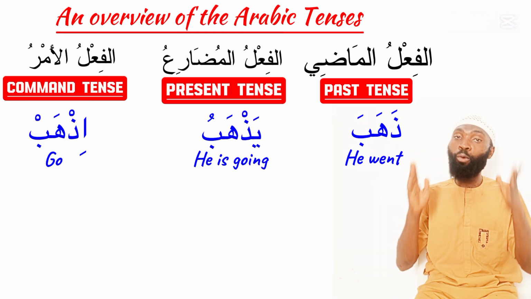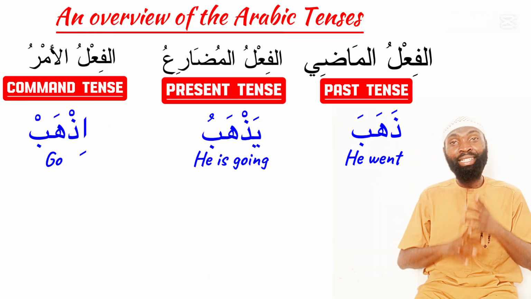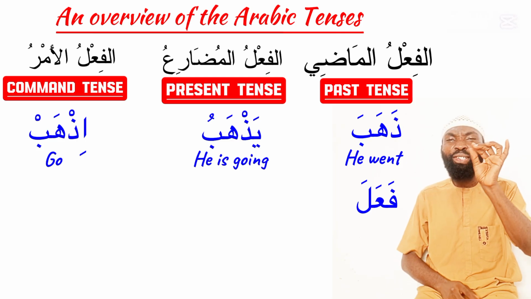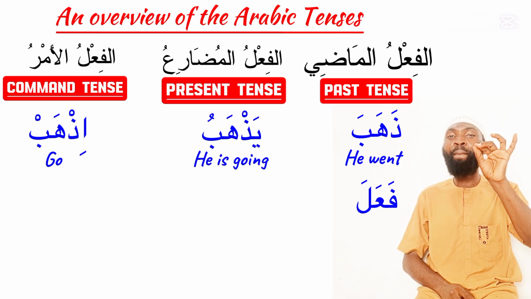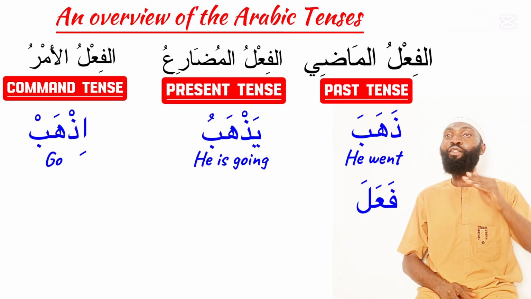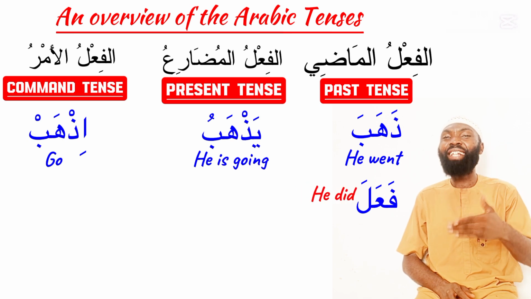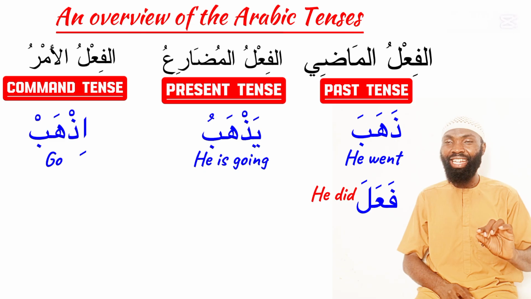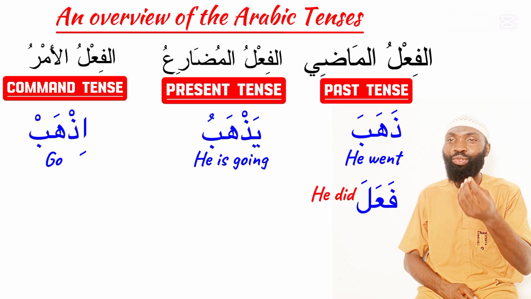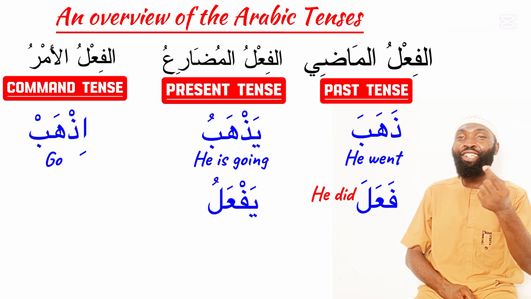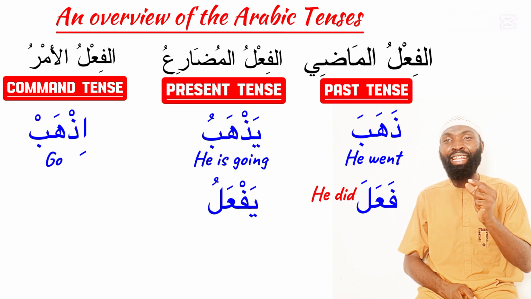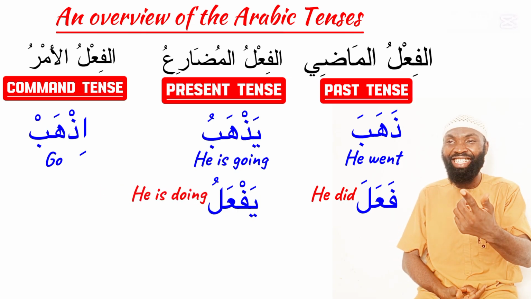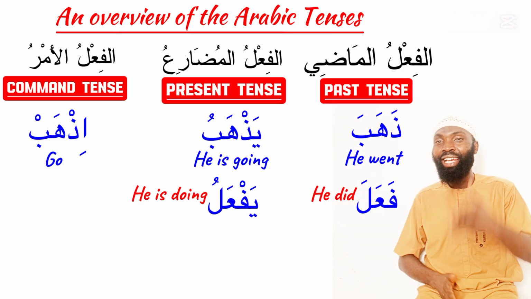Now let me give you some of the other verbs which we can simply form into this. Another example word to form into its present and command tense is the word fa'ala. You can see it also looks the same as dhahaba, having 3 letters. So fa'ala means he did. You can see this is also an action performed in the past. To form the present tense, it will give you yaf'alu, just like yadhhabu.